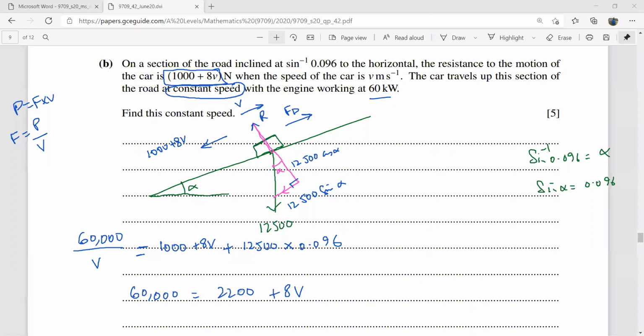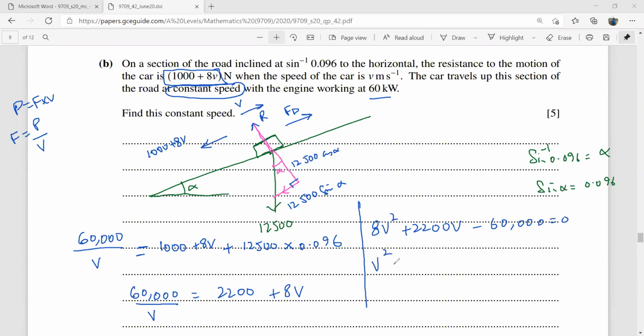This is the equation that you people get, okay? Now there was a V over here. I just forgot to write this V over here, okay? So we have a quadratic equation here, 8V squared plus 2200V minus 60,000. Okay, minus 60,000.